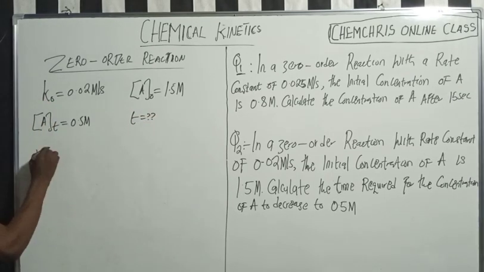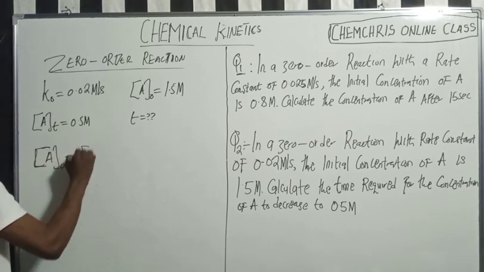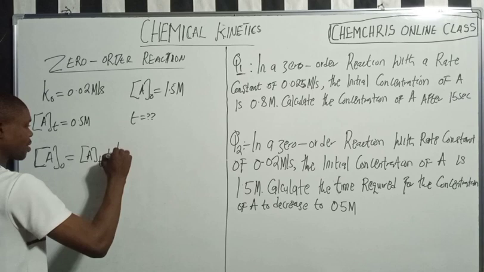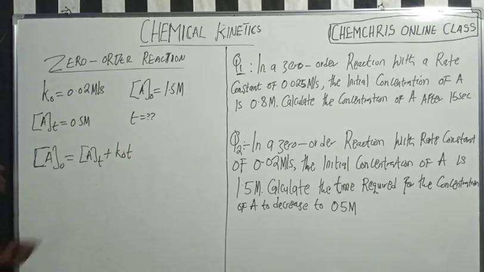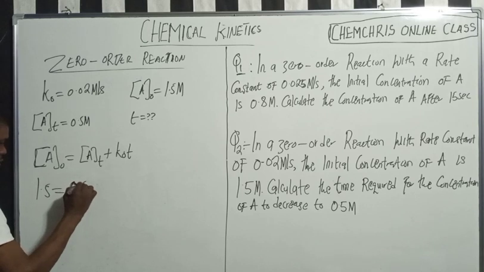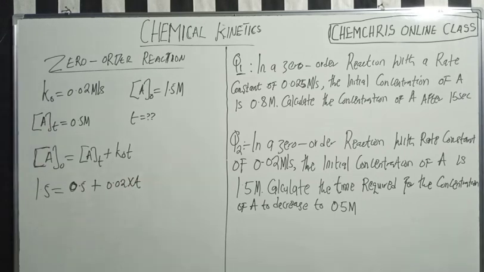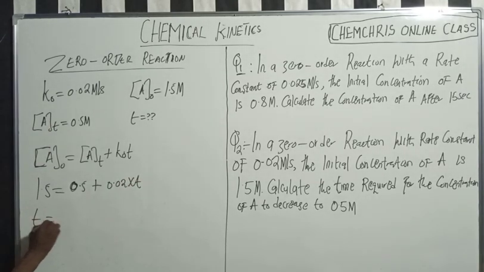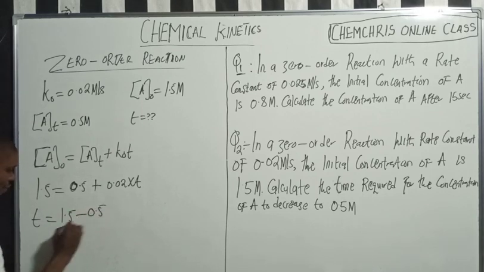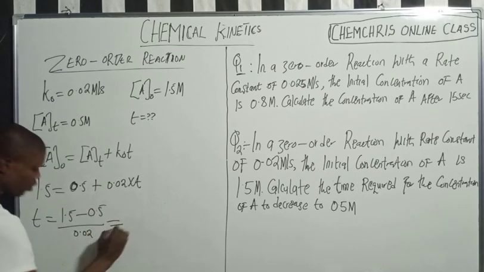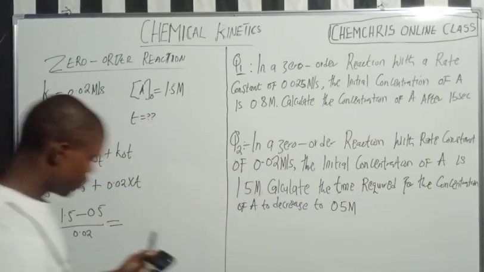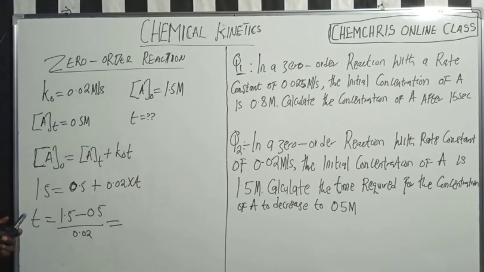So apply the formula here. A naught equals A_t plus k naught t, right? So if you input your values here, we have 1.5 equals 0.5 plus 0.02 times t, right? So if you do your calculation here, we have t equals 1.5 minus 0.5 over 0.02. What is the answer? So here we have 1.5 minus 0.5 divided by 0.02.